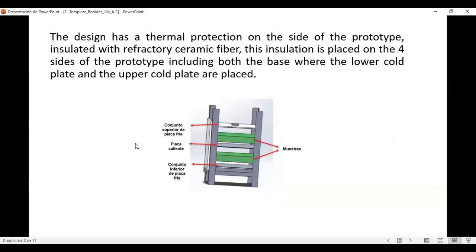The importance of maintaining a constant temperature throughout the conductivity measurement process is essential. For that reason, the design includes thermal protection on the side of the prototype, insulated with refractory ceramic fiber. This insulator is placed on the four sides of the prototype, including both the base where the lower cold plate sits and the upper cold plate. The authors have shown that the effect of high temperature can increase thermal conductivity through the heat transfer mechanism.